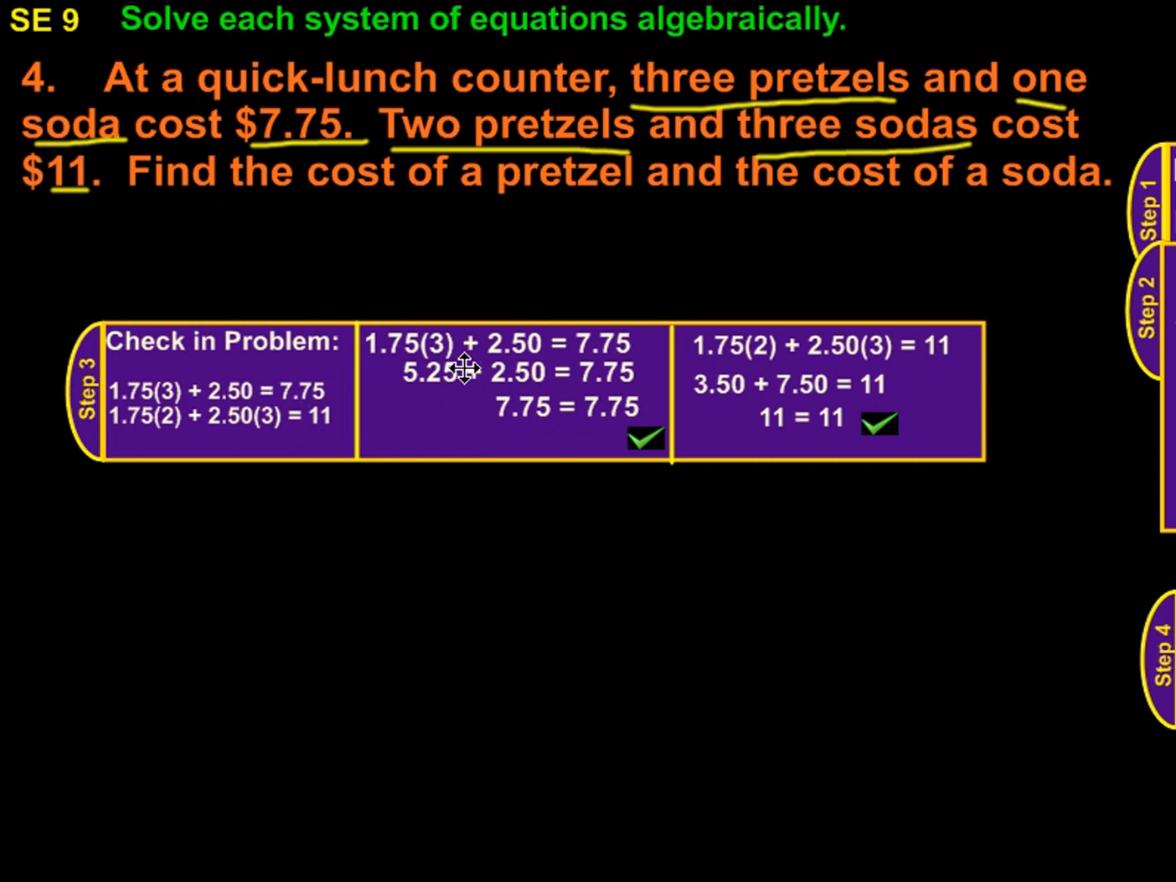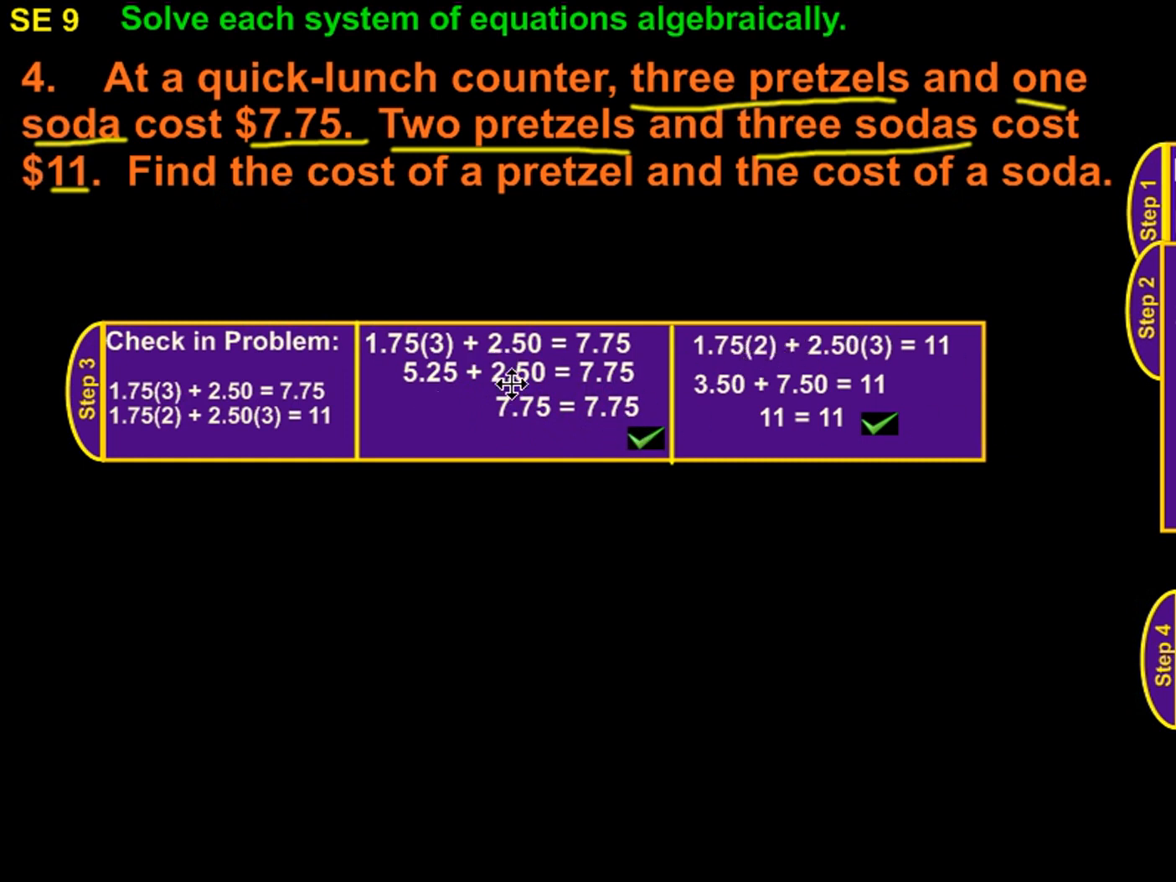So let's check the first. I have 1.75 times 3 plus 2.50 equals 7.75. Well, 1.75 times 3 equals 5.25 plus the 2.50 equals 7.75. And 7.75 does equal 7.75, so that check works out.